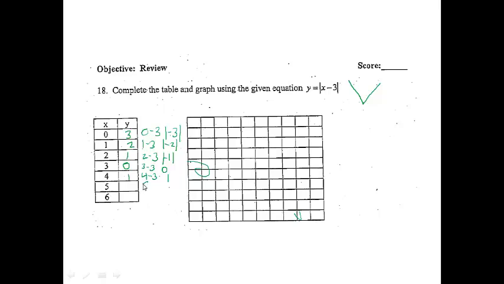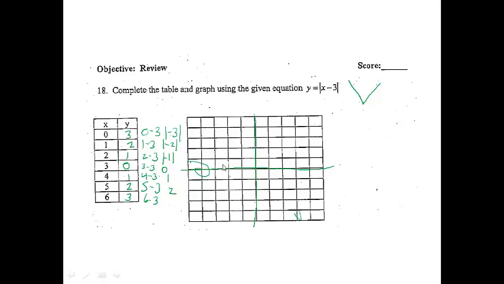The next one, we've got 5 minus 3, which is 2, so my answer will be 2. And then 6 minus 3 is 3. So we're all set. And again, the reason that I didn't do anything with the absolute values on these ones is because my answer was already positive. Okay, so now I'm ready to graph those.